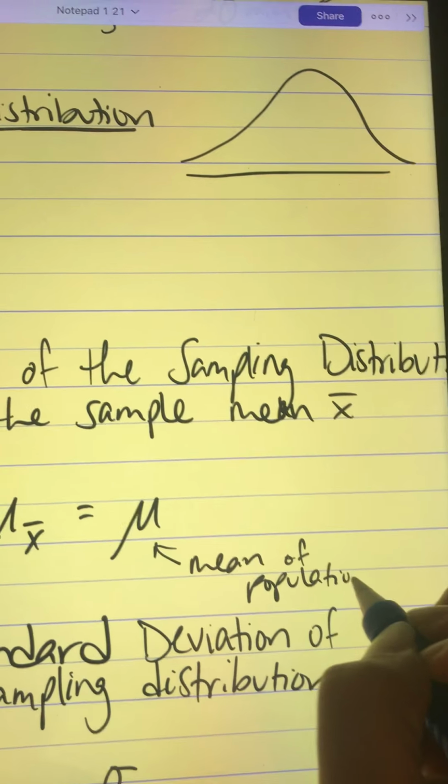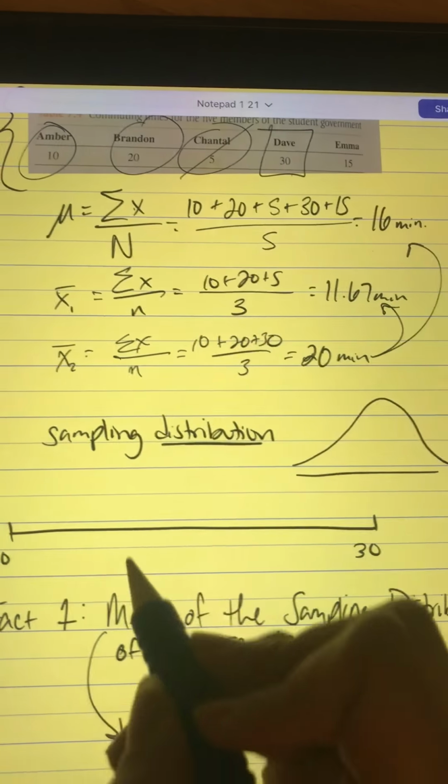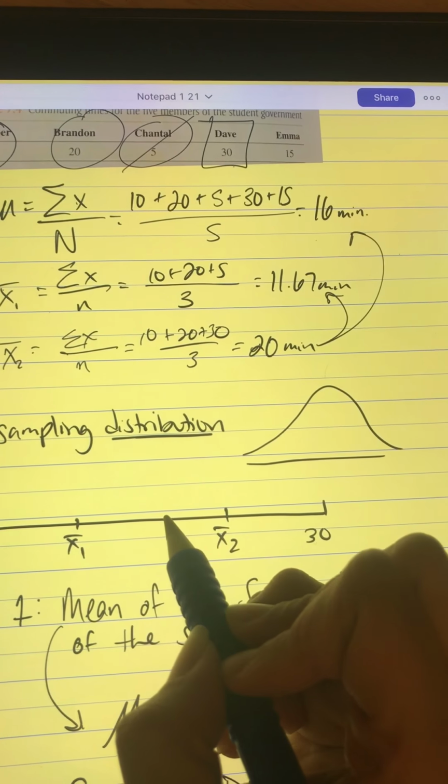So what is that saying? Let's go back to this example. I'm going to draw this here as a number line. Let's say for my first sample I got 11.67, here's 30 minutes. So this is my x1. And then when I did x2, I had an average over here somewhere. But the population mean was 16.